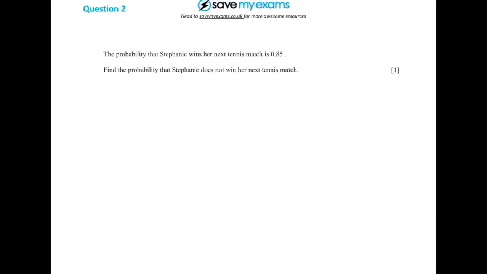All right. Next. Find the probability that Stephanie does not win her next tennis match, if the probability she wins is 0.85. Does not win means 1 minus the probability of win, which is 1 minus 0.85, which is equal to 0.15.